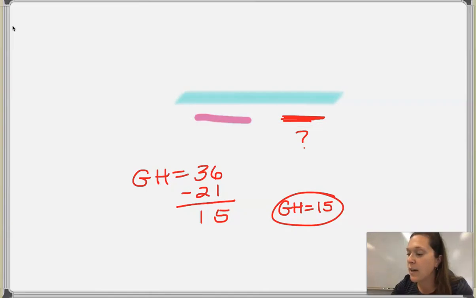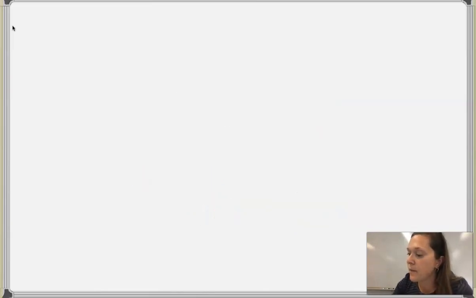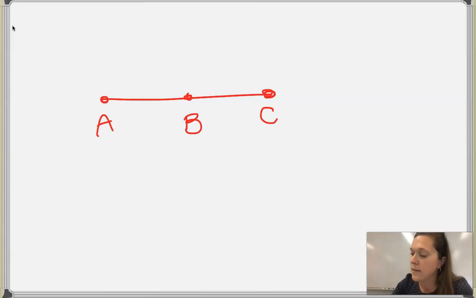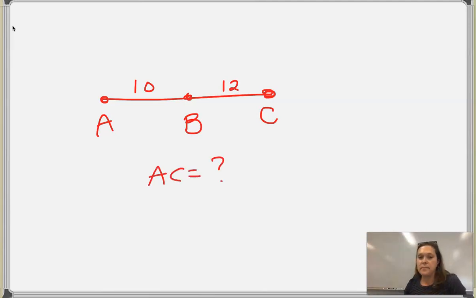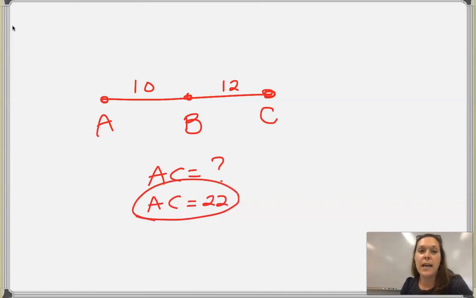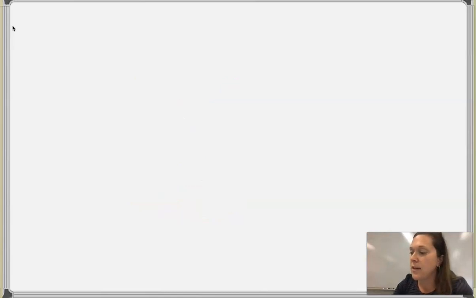Now I'm going to have you try one on your own. Here we have A, B, C. AB is 10, BC is 12. What is the length of AC? Hopefully you got AC to be 22 by just adding 10 plus 12. Let's try another one on your own.